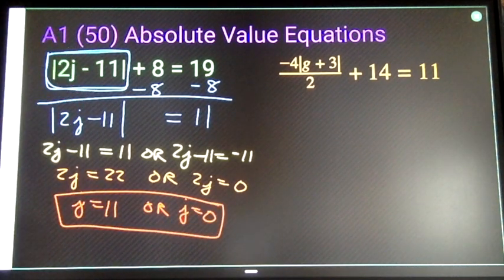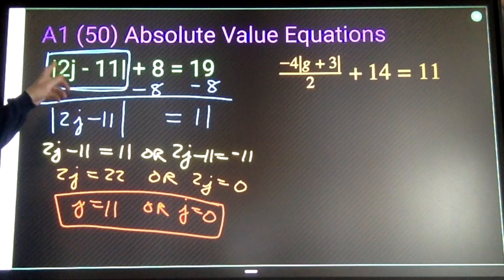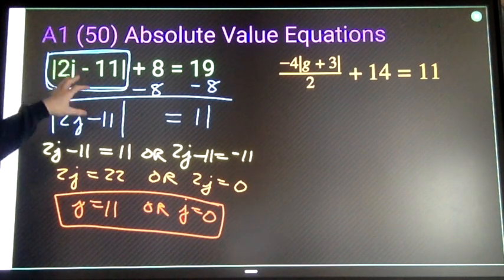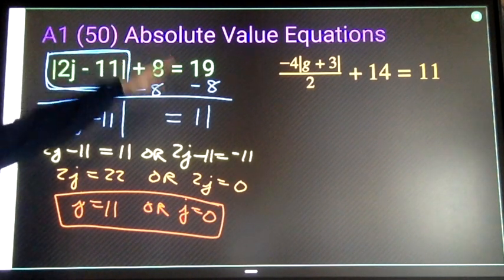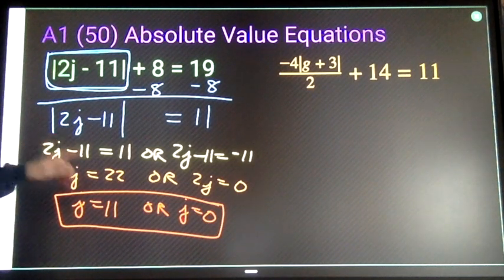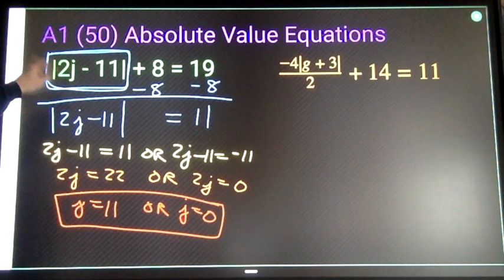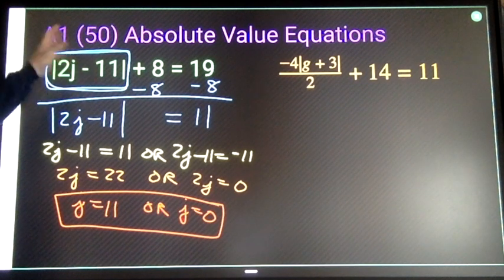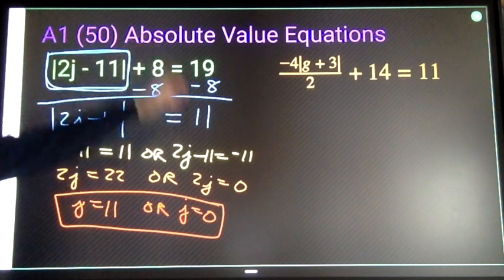All right, double checking. 2 times 0 is 0. Minus 11 is negative 11. Absolute value, positive 11 plus 8, 19. Cool. Starting with 11. 2 times 11 is 22. 22 minus 11 is 11. Absolute value, still 11. Plus 8, 19.